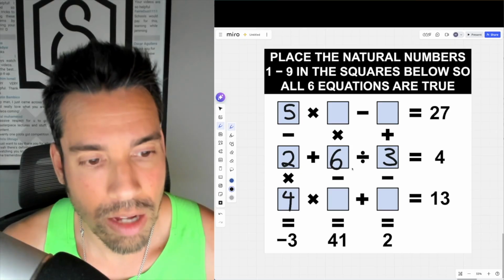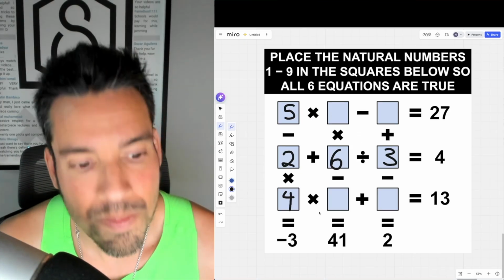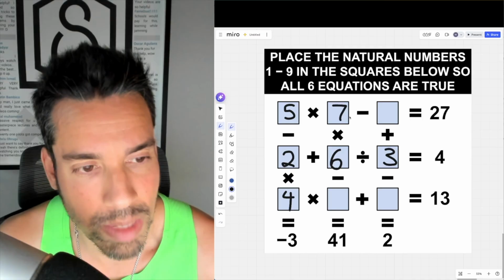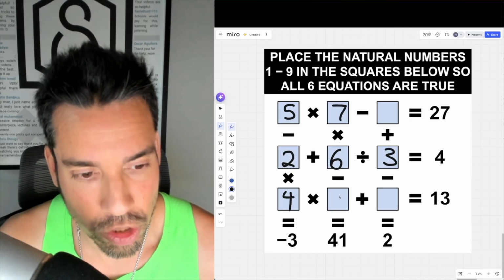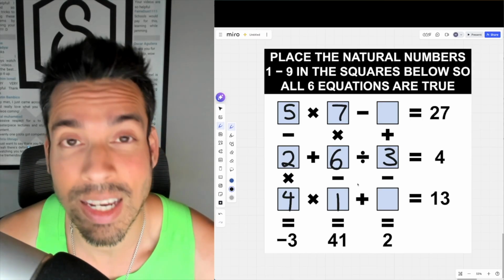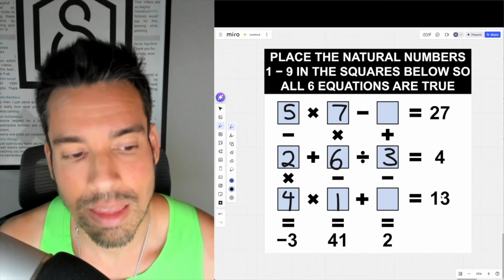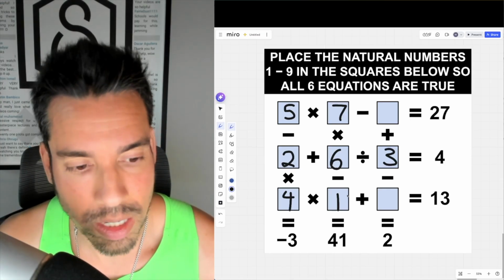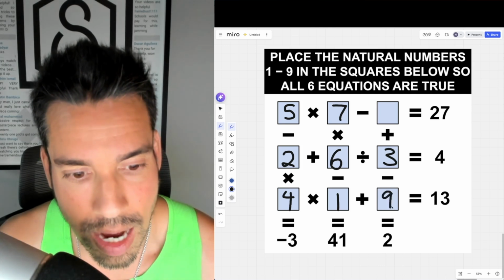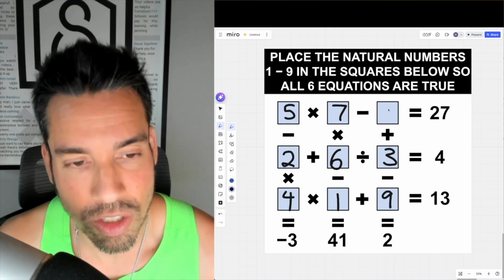Okay, now let's come to this column. Well, 41 is pretty darn close to 42, so I'm going to throw a 7 in the mix here. 7 times 6 is 42, minus 1 gives me 41. Now I only got 2 numbers left. I got 9 and 8. To get 13, 4 times 1 is 4, plus what is 13? That would be 9. And my last number that I can use is 8.